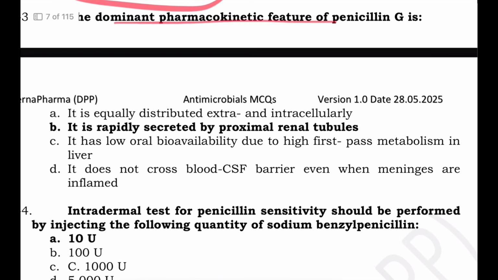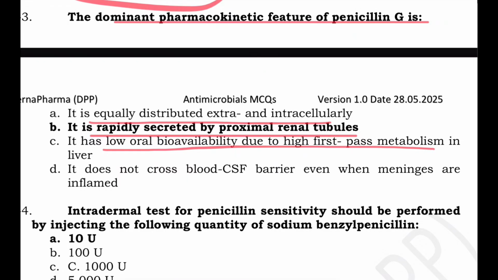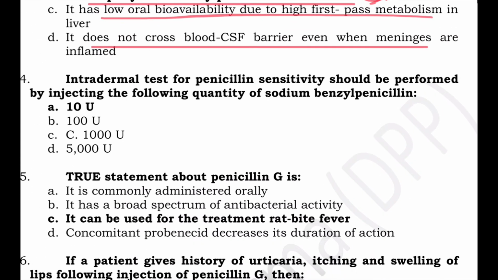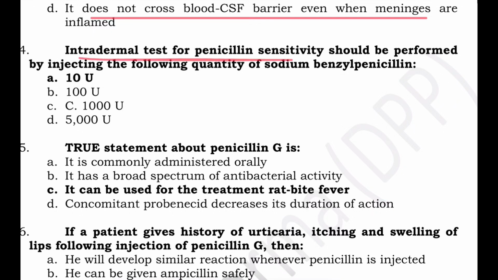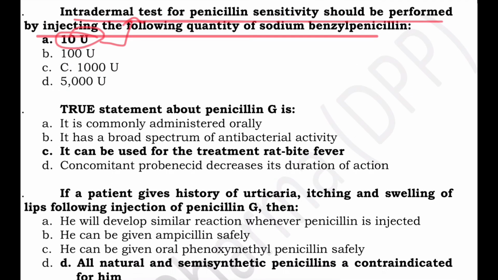The dominant pharmacokinetic feature of penicillin G is it is equally distributed, it is rapidly secreted by proximal renal tubules, it has low oral bioavailability, it does not cross the blood CSF barrier. The pharmacokinetic characteristic of PNG is that it is rapidly secreted by the renal tubules. So this rapid renal excretion is seen, that is tubular secretion. Intradermal test for penicillin sensitivity is performed by injecting the following quantity of sodium benzyl penicillin. For the intradermal test we take 10 units, that is scratch test. So 2 to 10 units is taken.